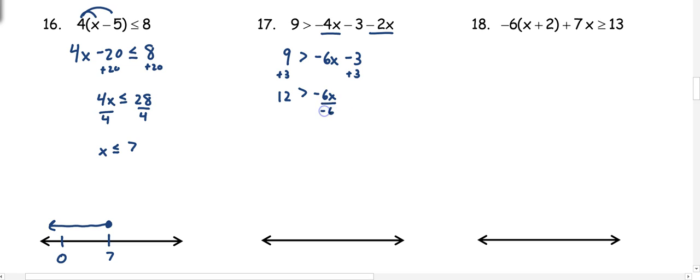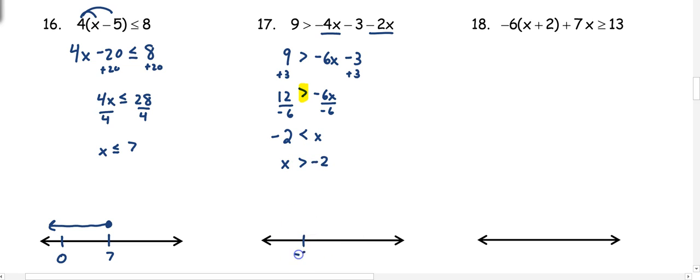We're going to divide both sides by negative 6. Now remember, when I divide by a negative number, I need to flip the symbol. So I now have negative 2 is less than or equal to x. Now remember, you have to have your variable first in order to graph. So we're going to flip this one more time so we get x is greater than negative 2.